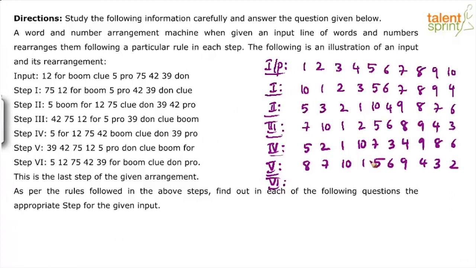And finally the sixth step. What is the sixth step? Half and reverse. So we'll have 5, 1, 10, 7, 8. And then we'll have 2, 3, 4, 9, 6. If you just note this on a paper, I hope all of you follow, right?